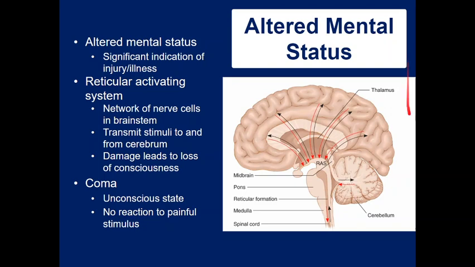So that's why we do our AVPU scale. Even if you're unconscious, your brain may try to elicit responses to painful stimuli. For example, if you're sleeping and someone shakes you, your brain will interpret that painful or noxious stimulus and wake you up. Or you learned about trauma posturing, like decorticate and decerebrate. Those are reflexive movements to try to protect your body. But coma specifically means an unconscious state with no reaction to painful stimuli.